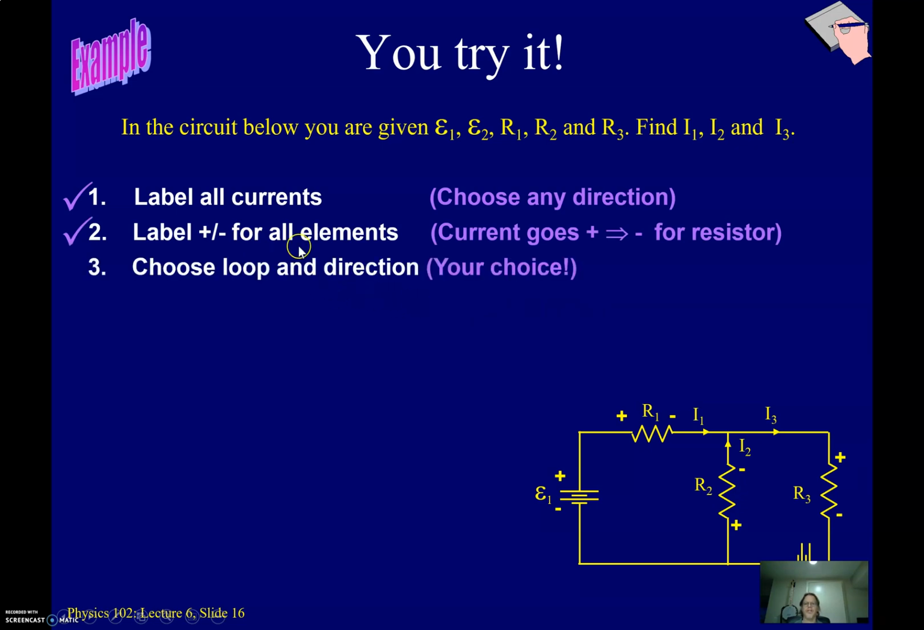So I tend to label my currents after I've done my loops. It doesn't matter if I'm wrong. We'll find out. You just get a negative answer. So knowing what these are helps me choose what my loops are. I could use this as one loop. I could use this as another loop. I could use this whole thing as another loop. So I have 3 choices for loops there. Okay, I love choices.